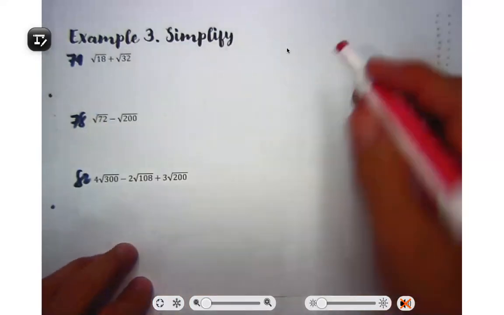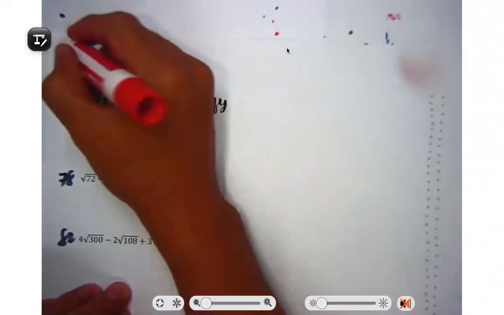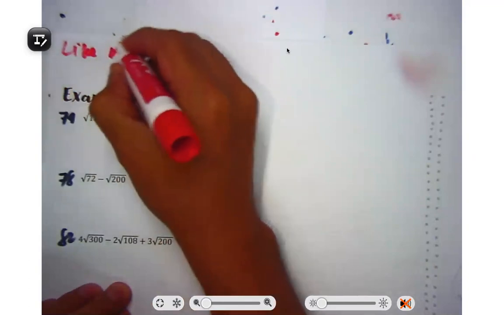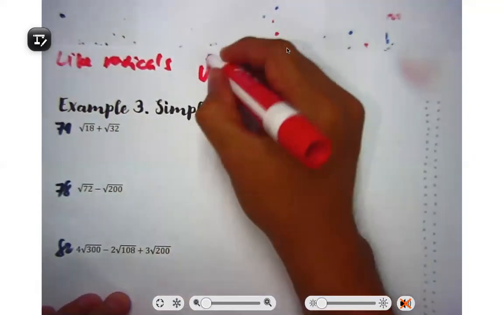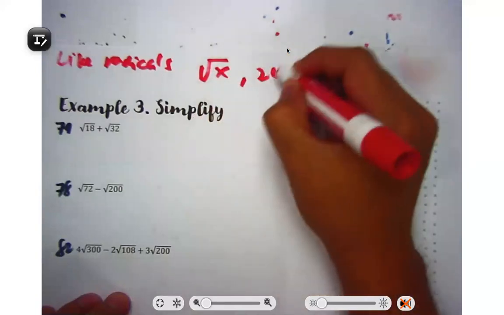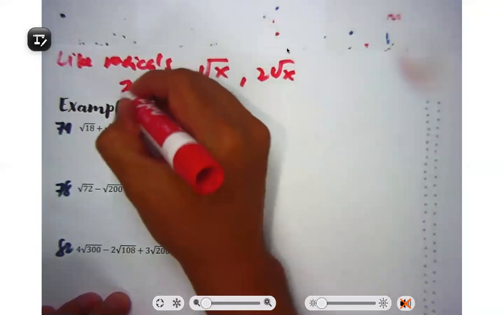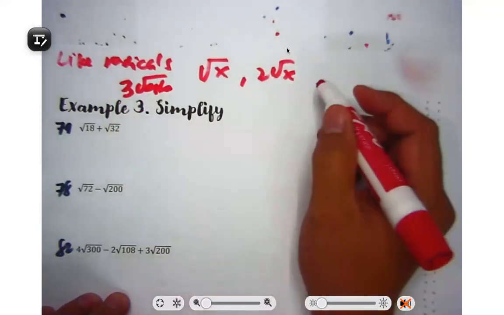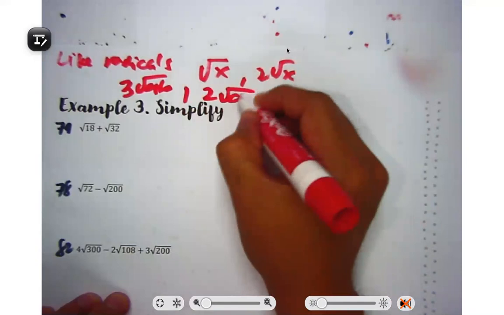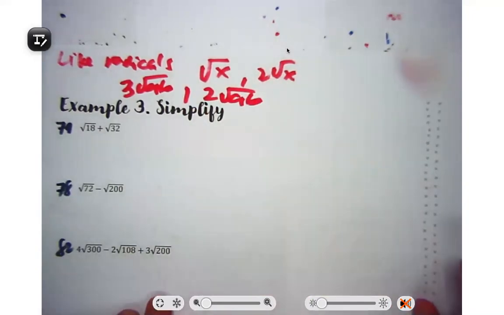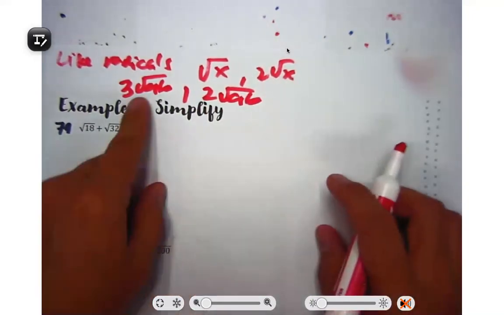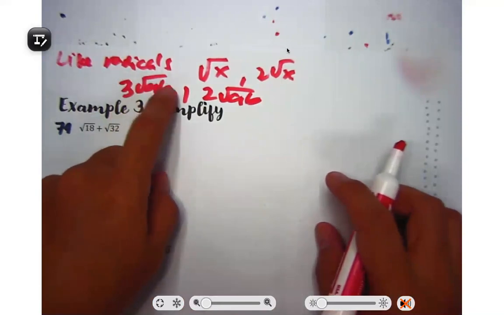What do you mean by like radicals? When do you know if they are like radicals? Examples are square root of x and 2 square root of x. These are like radicals. Another one would be 3 square root of AB and 2 square root of AB. These are like radicals. They must have the same index and the same radicand, right?